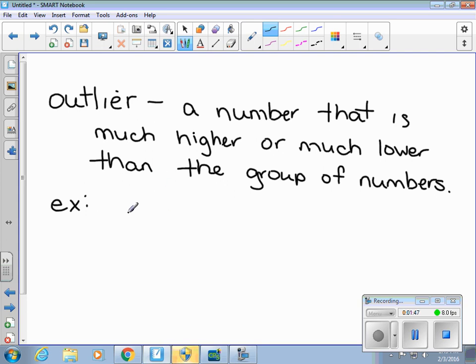So if I gave you an example of numbers right now, do I have an outlier? 20. Because my other numbers seem to group anywhere from 72 to 99. They kind of fell within those ranges pretty consistently. But 20 was kind of way out there by itself.